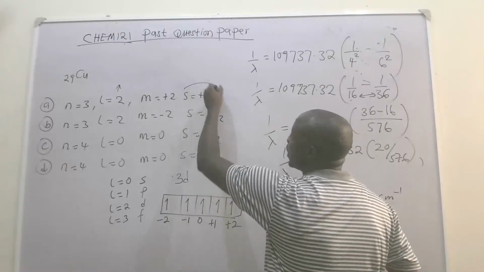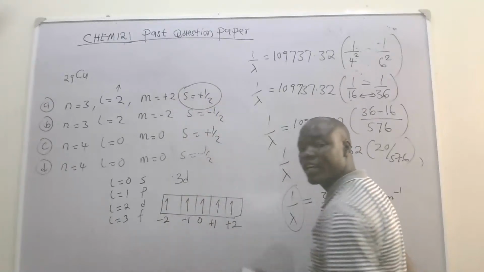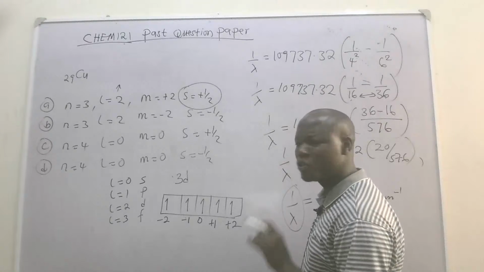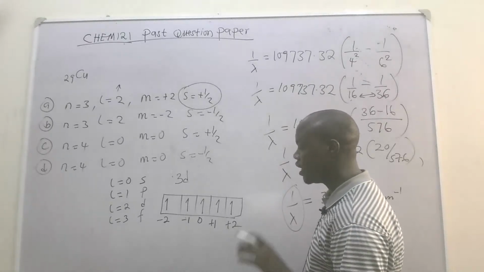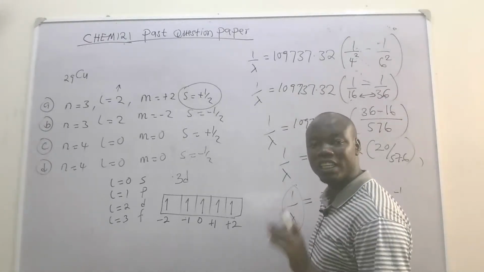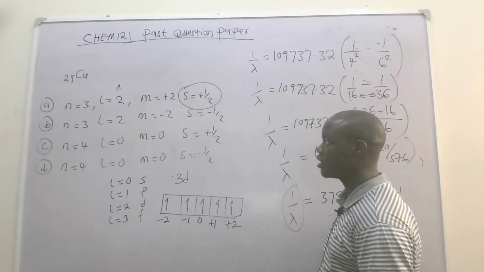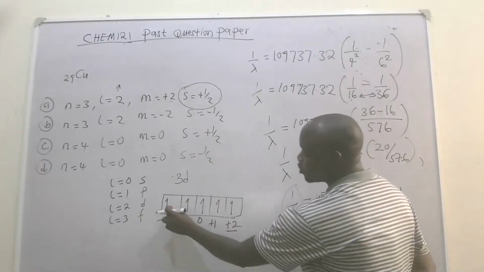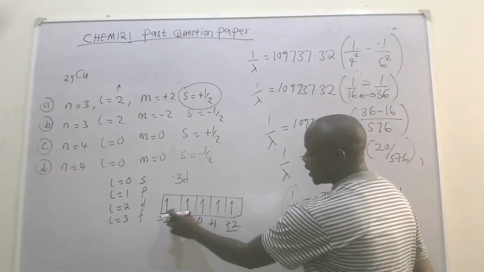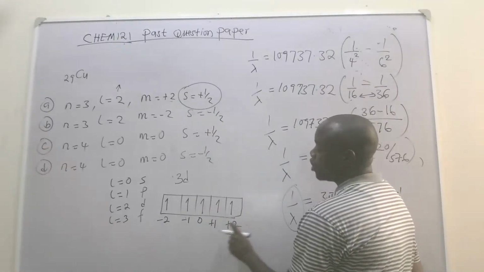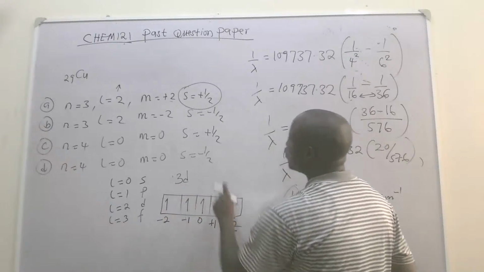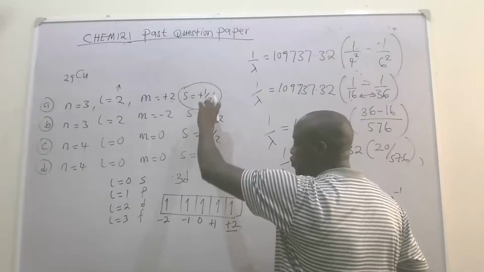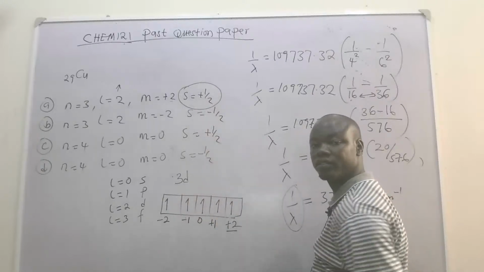Remember, according to Hund's rule of maximum multiplicity, electrons are arranged into the degenerate orbitals singly before pairing starts taking place. Because here our m is plus 2, that is why we have to arrange electrons singly and drop them here. Are we to go back and pair them? No, because the s is positive. So since it is positive, we are going to stop here.